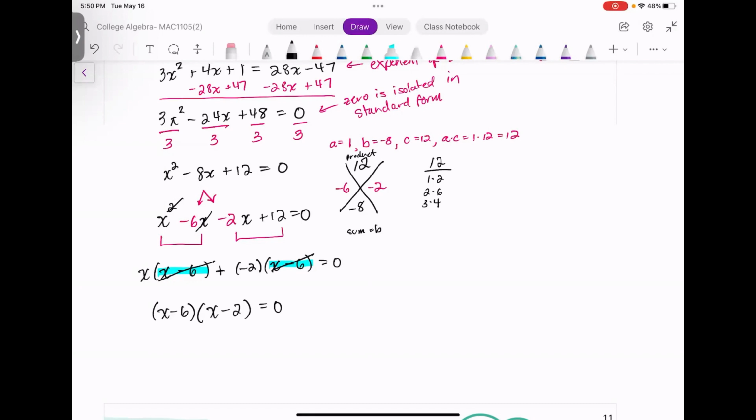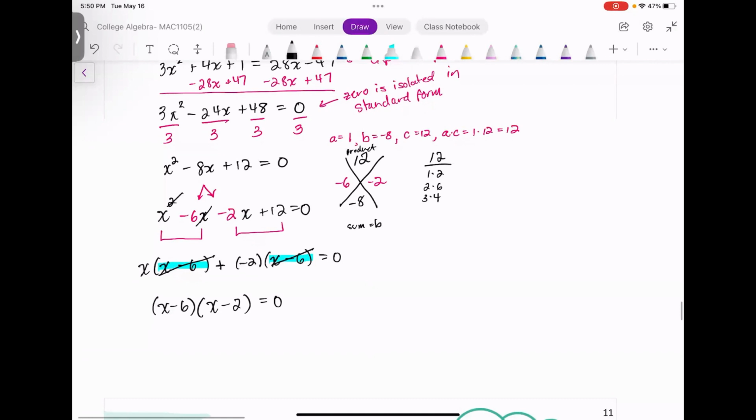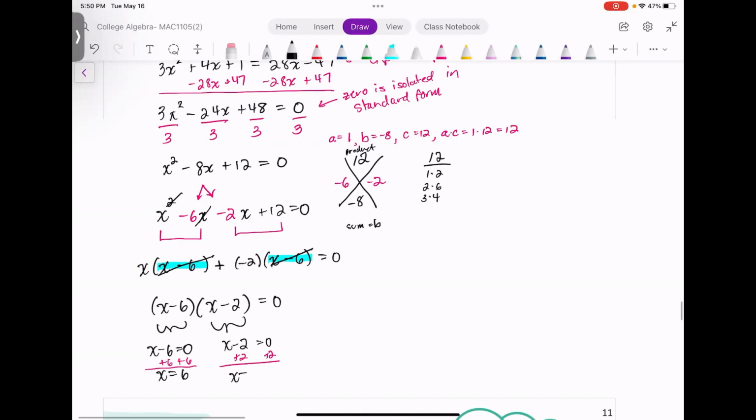So I pick all the x's that make either of my factors equal to 0. For example, if x minus 6 equals 0, and I add 6 to both sides, I get that x equals 6. On the other hand, if I want x minus 2 to equal 0, I can add 2 to both sides. And I get that x equals 2. Both of these numbers will result in this equation equaling 0. Because if I plug in x equals 6, 6 minus 6 is 0 times 6 minus 2, which is 4. 0 times 4 is 0.